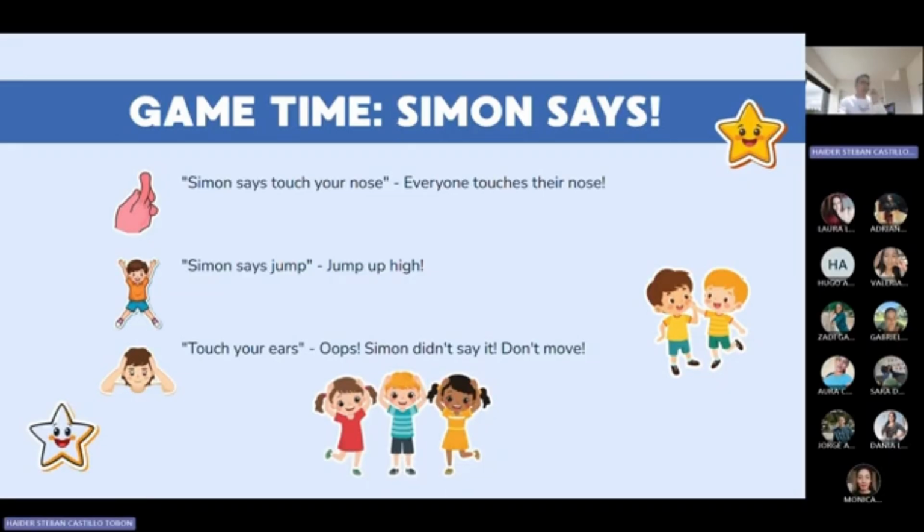En este momento tenemos tres ejercicios simples que ya hemos hecho anteriormente. Entre ellos, Simon says jump, or Simon says touch your nose, and do the action, okay? Or the other example is touch your ears. Touch your ears.